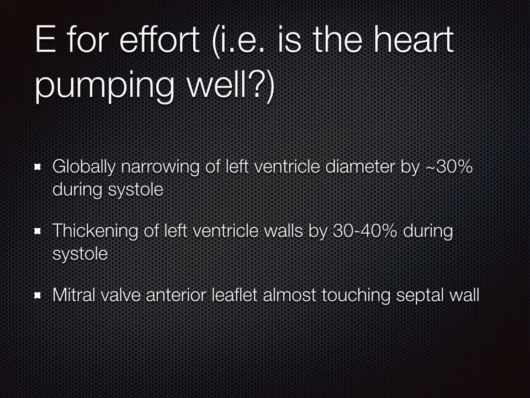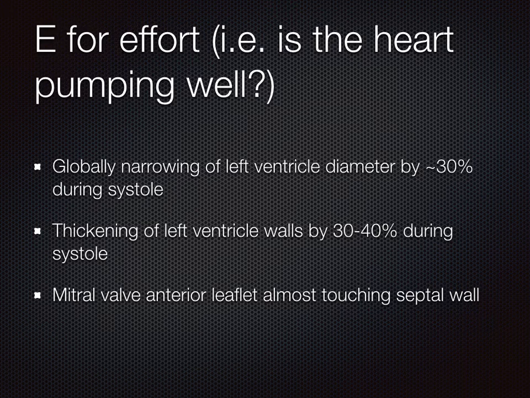E stands for effort. So, is the heart pumping well? Now we said globally we can look at narrowing of the left ventricle on views such as the parasternal long axis and also the parasternal short axis and other views, but the narrowing of the cavity of the left ventricle diameter should be reduced by about 30% during systole. We also said that we can look at the thickening of the left ventricular walls, and this is a very, very sensitive way of looking for problems. So look for thickening of the left ventricle walls by 30 to 40% during systole. Does it happen? If not, there may be a problem with effort.